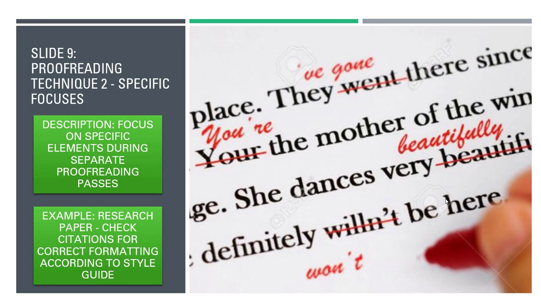Proofreading Technique 2, Specific Focuses. Focus on specific elements during separate proofreading passes. Example, research paper. Check citations for correct formatting according to style guide.